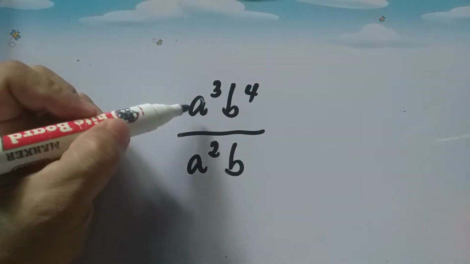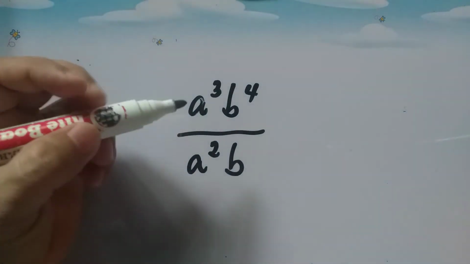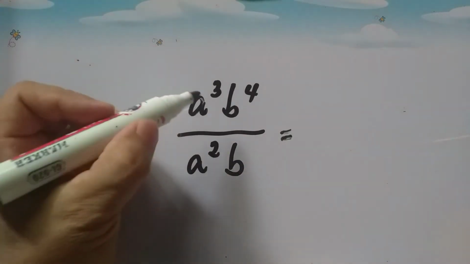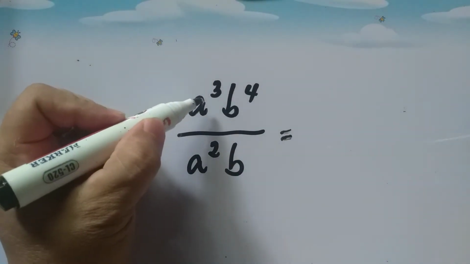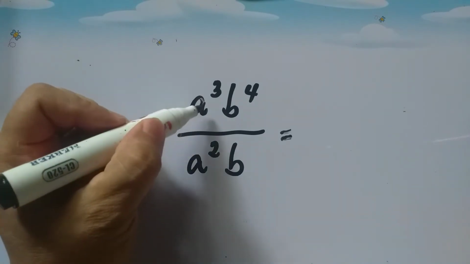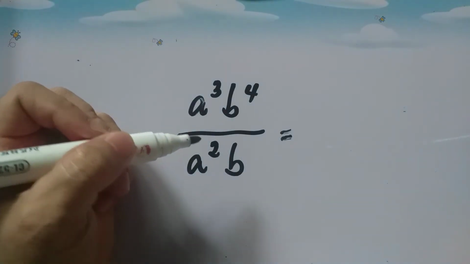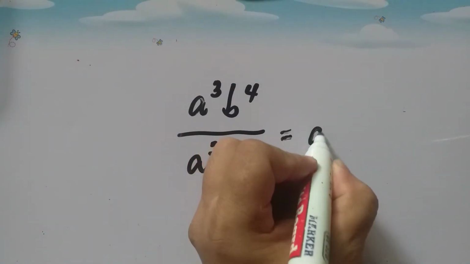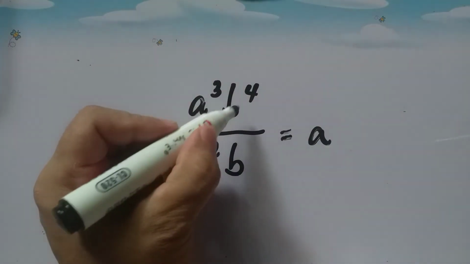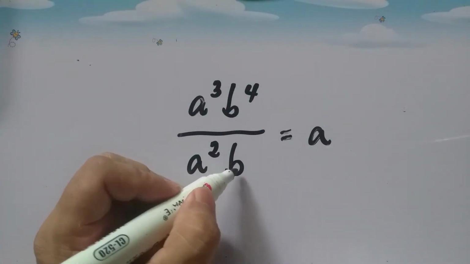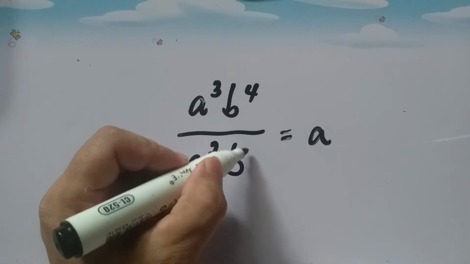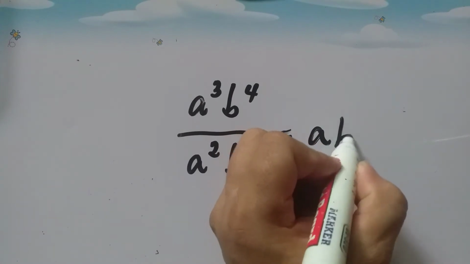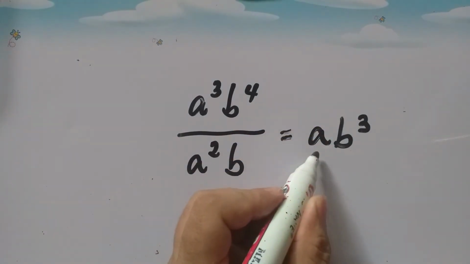Next, we have a cubed b to the 4th divided by a squared b. So let's first get the quotient of a cubed and a squared. So a cubed divided by a squared, that is 3 minus 2 is 1. So the answer is simply a. Then b to the 4th divided by b, that is 4 minus 1. The difference is 3. So that is b cubed. So the answer is ab cubed.